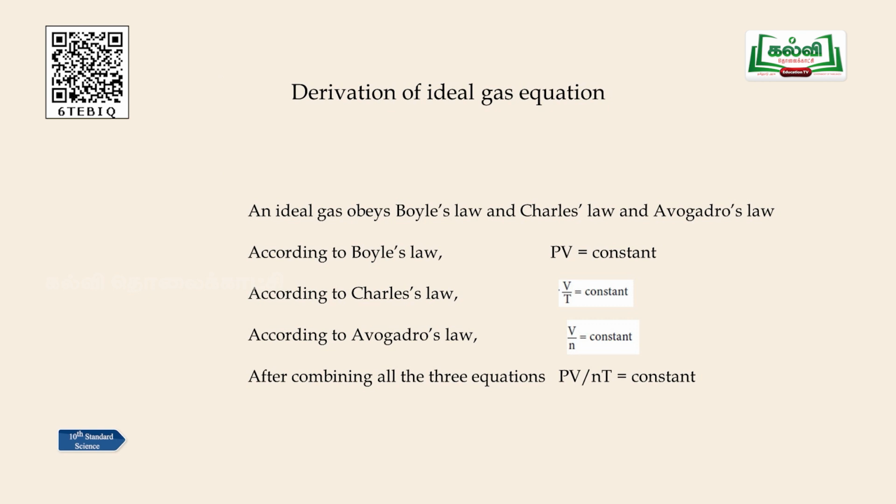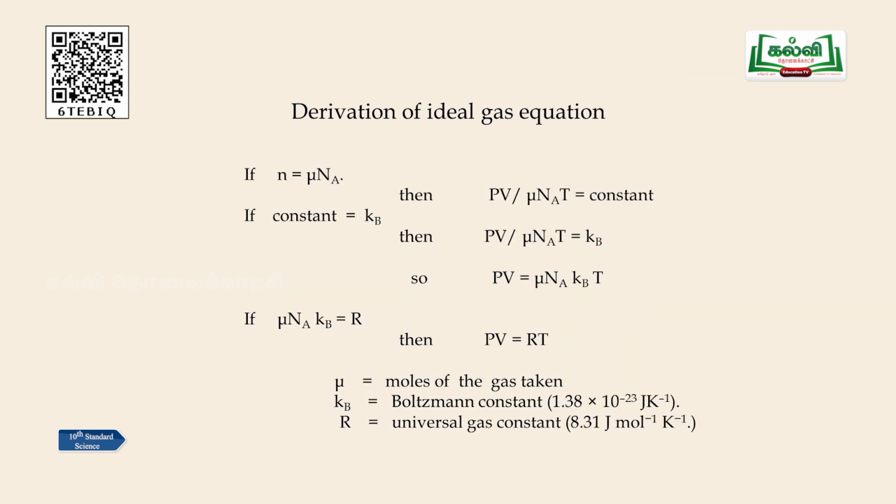So this equation is the combination of all the laws, and this finally gives us the ideal gas equation. Now let us simplify this ideal gas equation for easy application in our scientific experiments. How to simplify? Let us first remove the small n and replace it with Avogadro's number. So how to replace the small n?